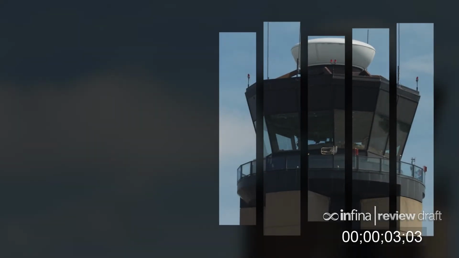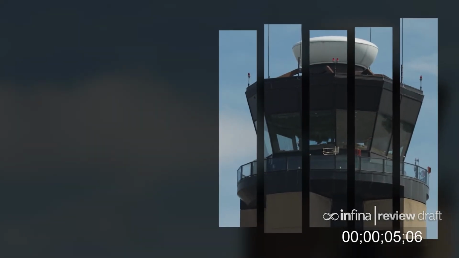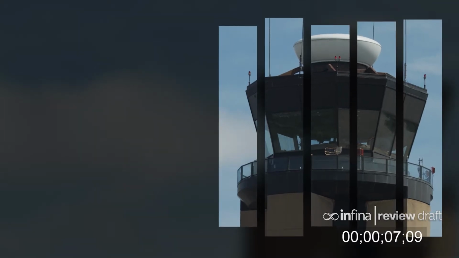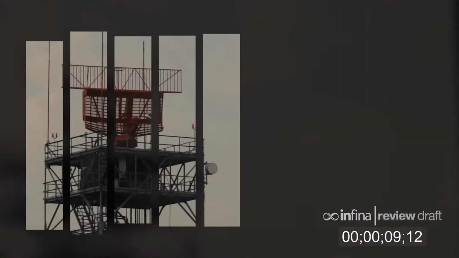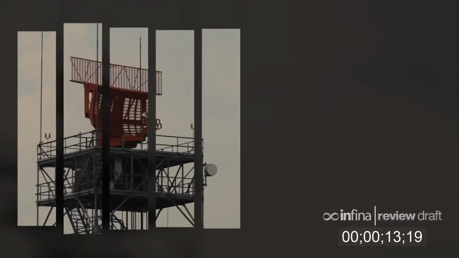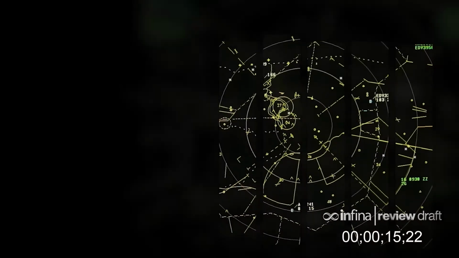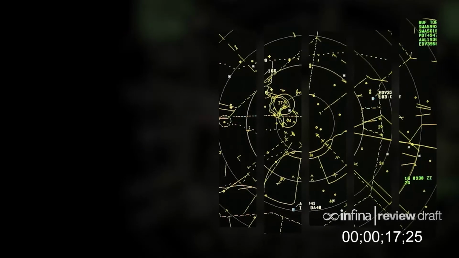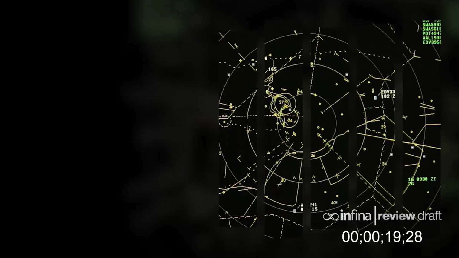Can we get a PIREP on the guys on final? I'm getting one now. The last two downwinds was moderate to severe rime ice, heavy precip. We're thinking this stuff is going to be east of us in the next 20 minutes. I gotta put a ground stop in. We need 10 miles in trail on the dog's route. 10 miles in trail.